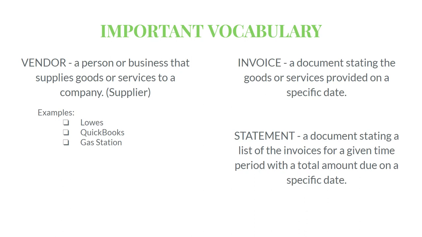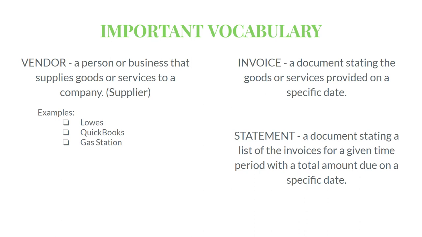QuickBooks would be another example of a vendor. QuickBooks supplies a software to your business so that you can handle your accounting. But QuickBooks would be a vendor that you would then pay for that service and that software. Even simpler than that would be a gas station. If your business is on the go and therefore stops at a gas station, that would be a vendor that you are paying money out to.